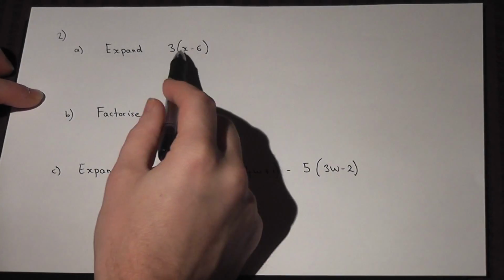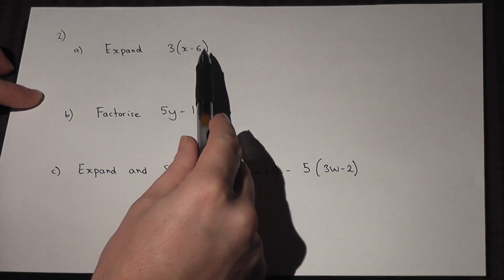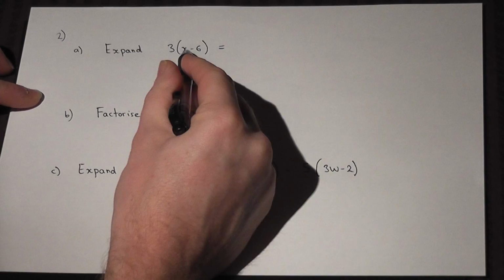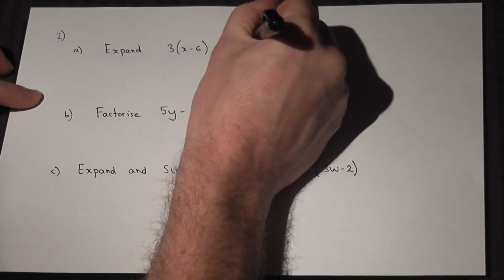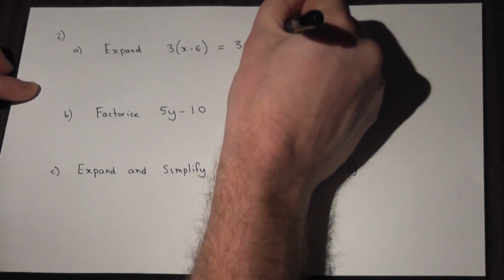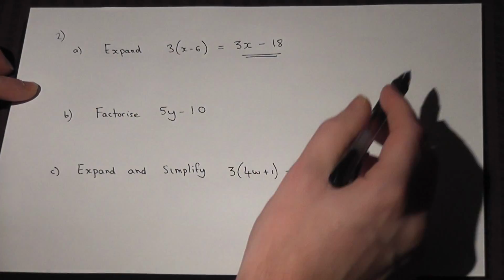To expand a bracket, we times both things in the bracket by the number outside. So this just equals 3 times x, which is 3x, take away 3 times 6, which is 18. We have therefore expanded the bracket.